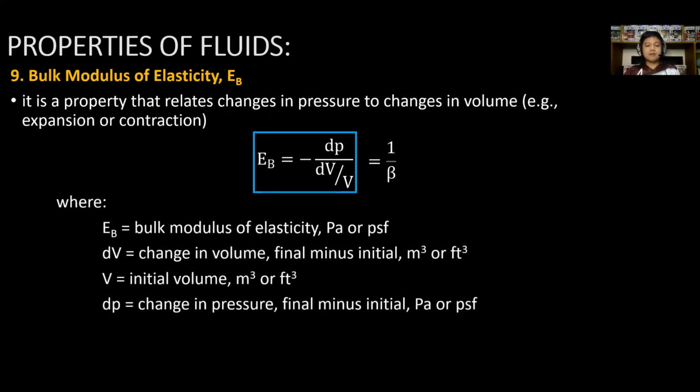Again, E sub B is the bulk modulus of elasticity with the unit Pa or pascals, or psf, pounds per square foot. dV again is the final minus initial volume. V is the initial volume and dP is the final minus the initial pressure.